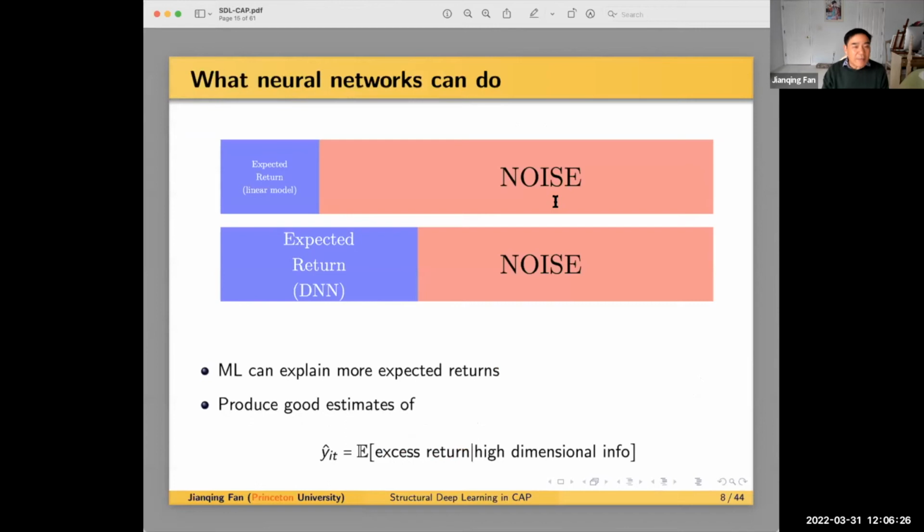So what do we expect? If you use the usual things, like a linear model, you can probably only explain part of the expected return and most is noise. If I use a DNN, I would expect that the expected return is explained better. So in other words, machine learning, particularly deep neural nets, is expected to explain more of the expected returns.